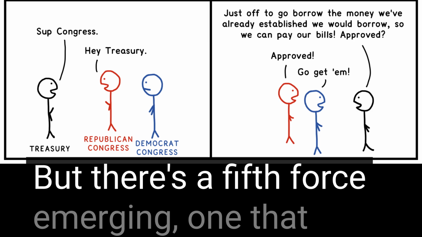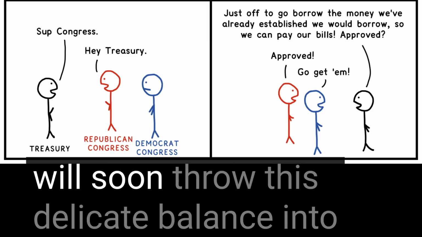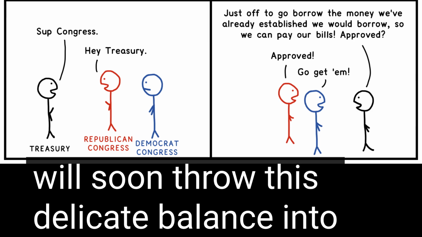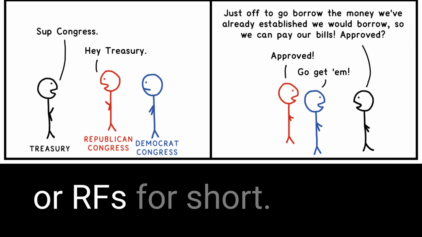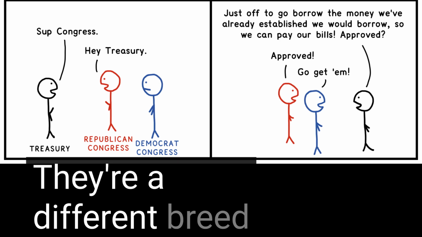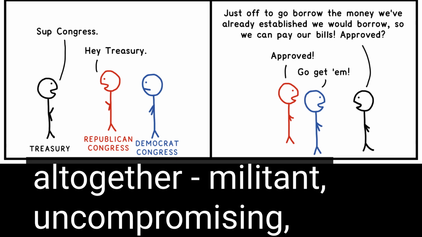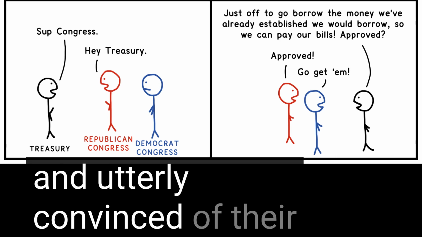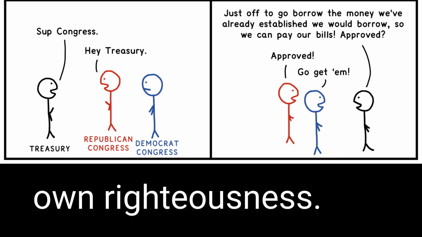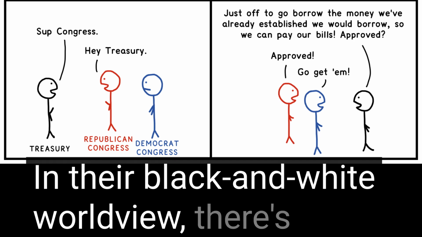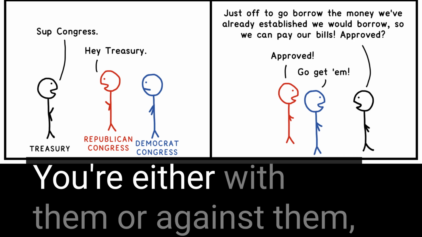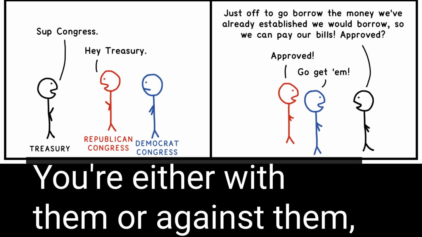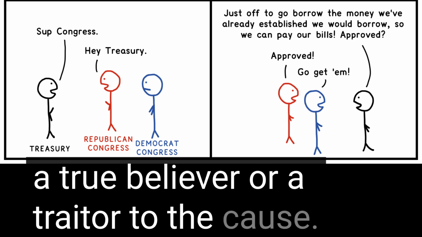But there's a fifth force emerging, one that will soon throw this delicate balance into disarray: the Republican fundamentalists, or RFs for short. They're a different breed altogether: militant, uncompromising, and utterly convinced of their own righteousness. In their black and white worldview, there's no room for nuance or negotiation. You're either with them or against them, a true believer or a traitor to the cause.